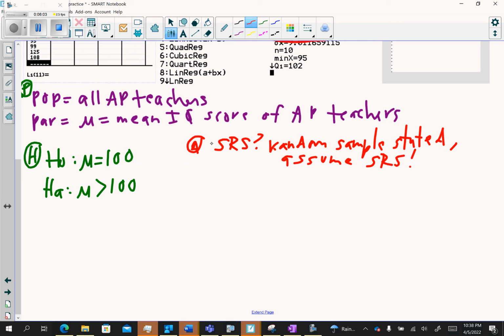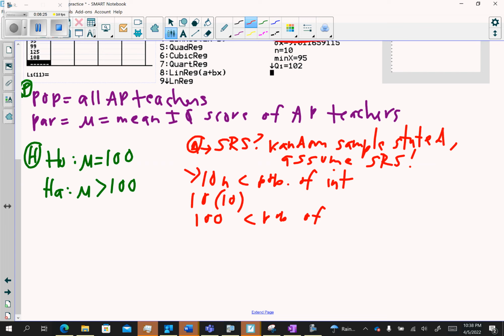Okay, next thing we have to check is 10 times n less than the population of interest, meaning is the sample size 10% of the population. So the sample was small, right? The sample was size 10. So is 10 times 10, which is 100, less than the population of all AP teachers? And that's definitely true.